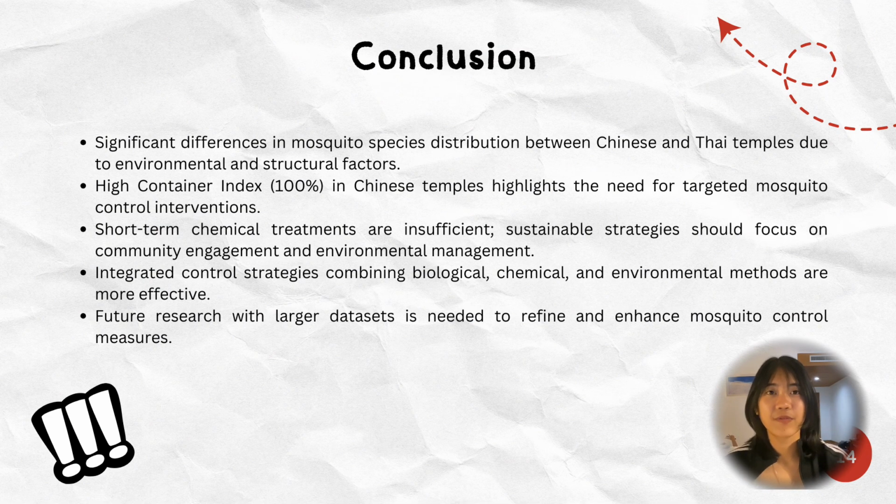Short-term measures like fumigation provide temporary relief but are not sustainable. Community-driven efforts and environmental modifications are more effective for long-term mosquito control. Targeted interventions should focus on high-risk areas, especially Chinese temples. Public awareness and participation are crucial for reducing mosquito breeding, and future research should expand data collection for better insights.